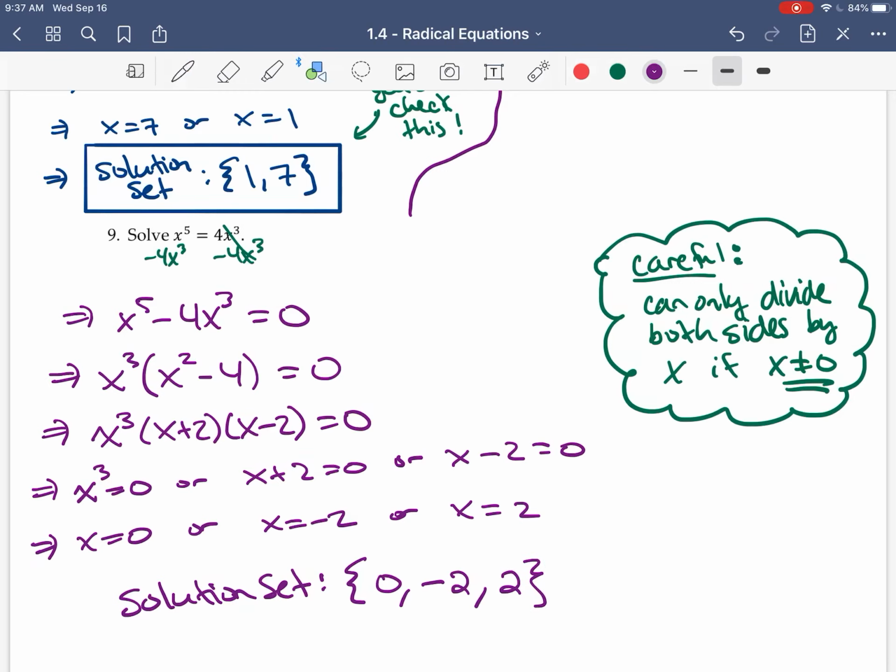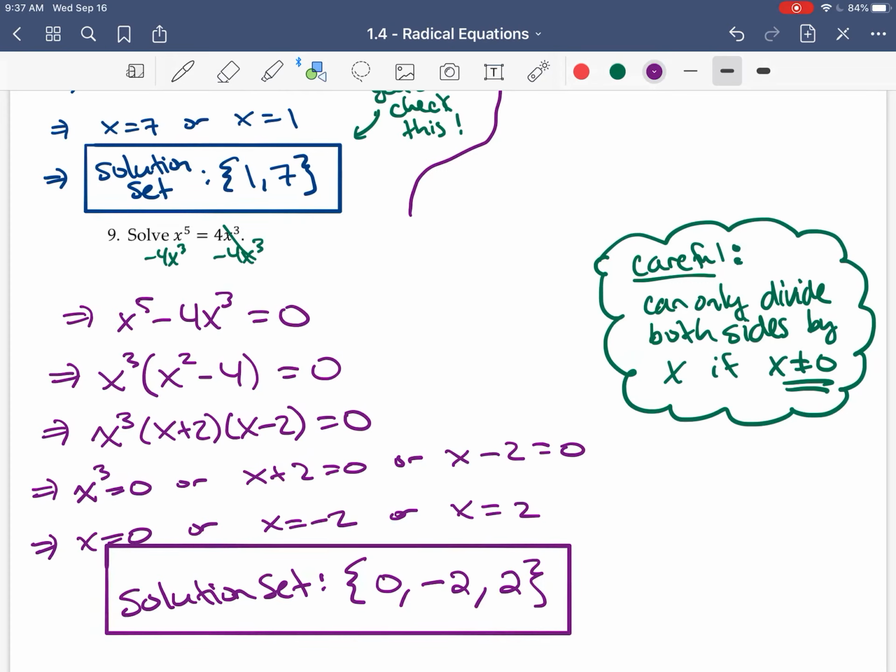So if you did divide by x at the beginning, or x cubed, I guess, you would have still got the negative 2 and the positive 2, but you would have missed this 0 solution. You can only divide by x if it's not 0, which means that 0 was actually a solution to the original equation as well. So you want to be careful about that if you try to do it that way.